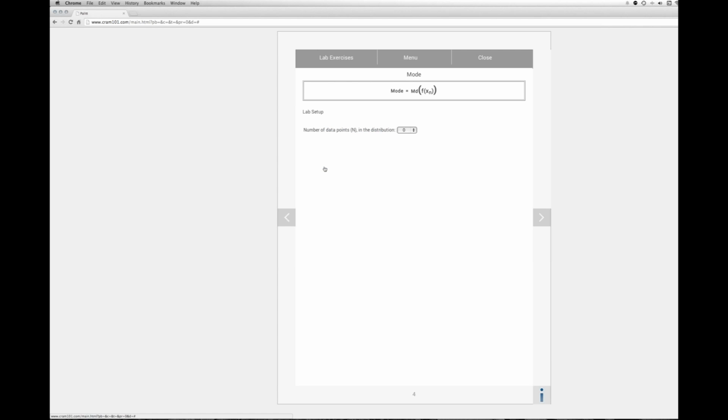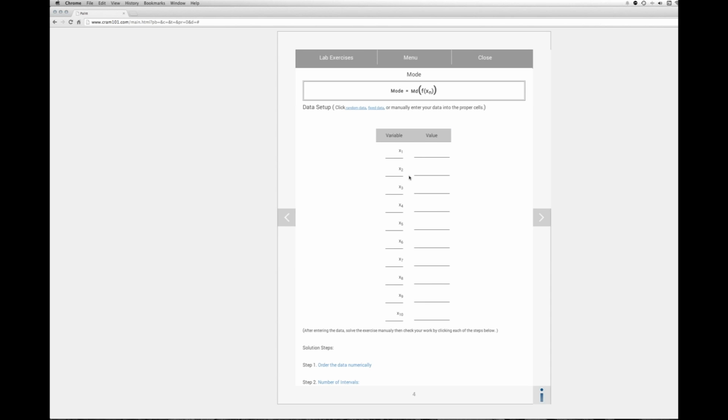And the first thing it asks us is the number of data points in the distribution, and my assignment has 10, so we'll select 10 data points. And then the next step is to either select random data or fixed data, which is a prearranged example they provide, or we can just simply put in our homework, which is what I will do here.